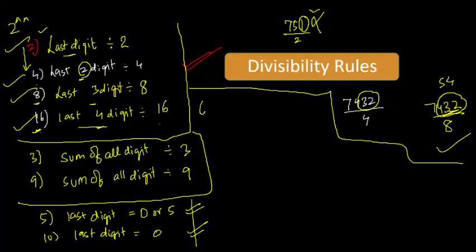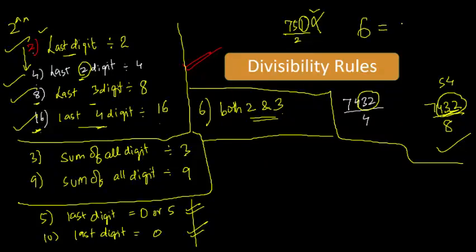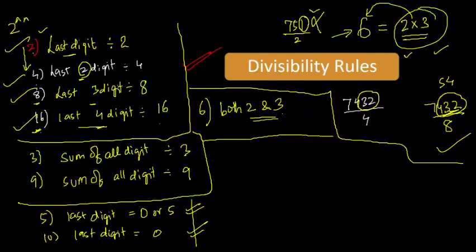Now what is the rule of 6? It must be divisible by both 2 as well as 3. So 6 can be broken into 2 into 3. So that is the rule. If your number is divisible by 2 and 3 both, you can say that it is divisible by 6. So whenever you want to make a rule like this, you break the number into two parts.